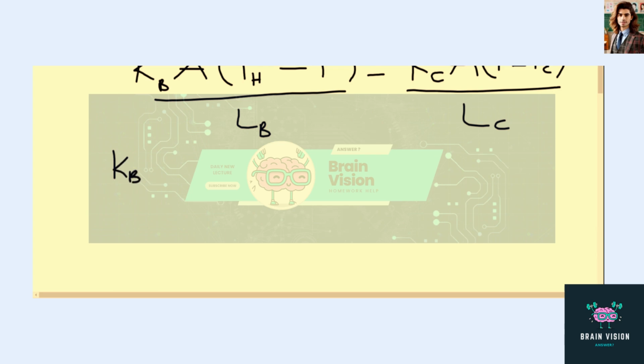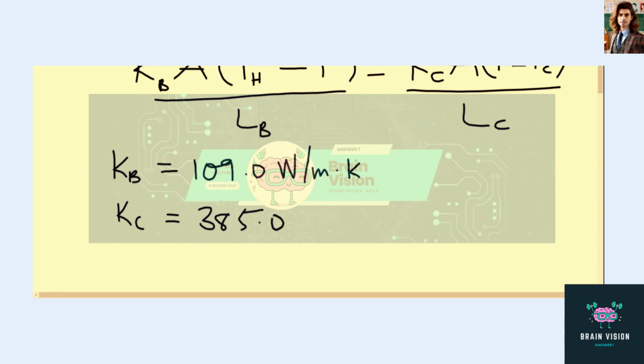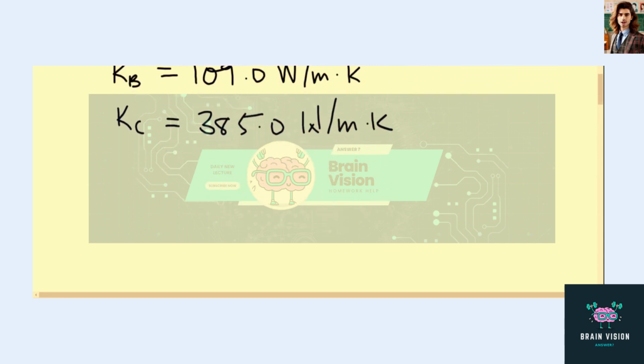The thermal conductivity for brass is 109 watts per meter per Kelvin. We can look that up in most textbooks or search online. And that of copper is 385.0 watts per meter per Kelvin. Good. Now let's go on and put in these values.